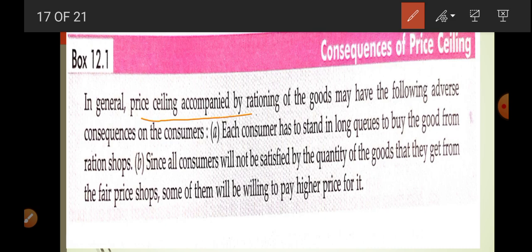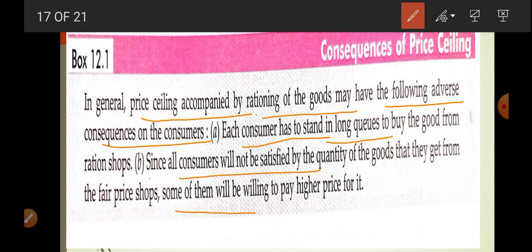So price ceiling accompanied by rationing of the good may have the following adverse consequences. Each consumer has to stand in a long queue. Okay, all consumers will not be satisfied, and quality is also not good.